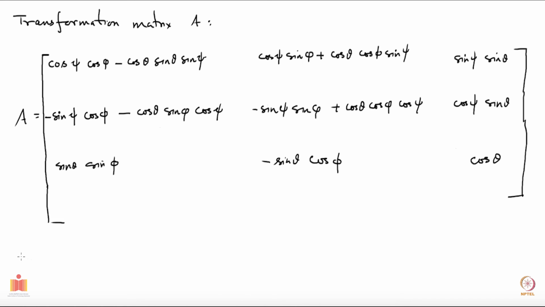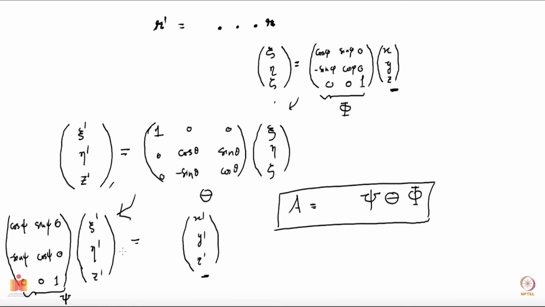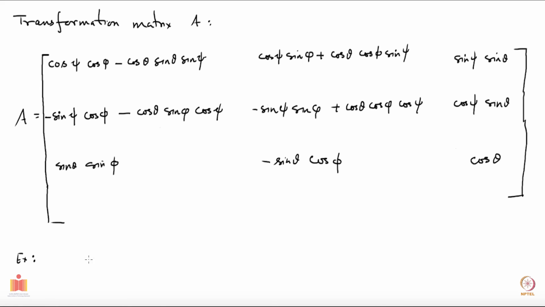And you can do so by doing an exercise. Instead of checking whether this is orthogonal directly, you can also check, if you wish, by checking whether phi, theta and psi, okay? Or better still, you check if phi, theta and psi are matrices which are orthogonal, then their product is also orthogonal.